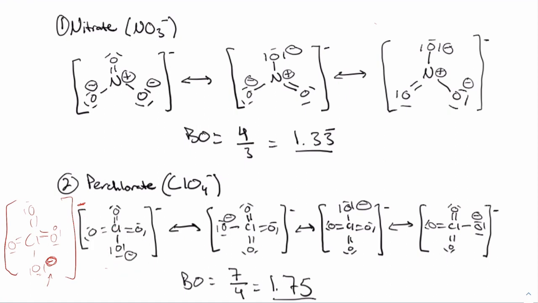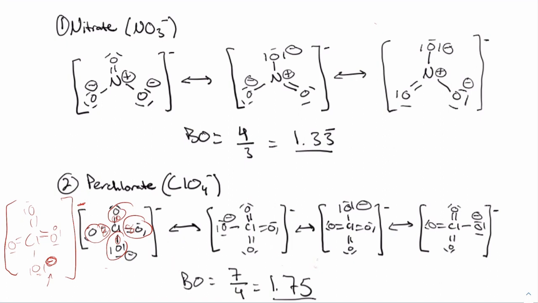Now let's go ahead and see what the bond order is. I have it written down here, but let's see why it's going to be 1.75. So we got 1, 2, 3, 4, 5, 6, 7 bonds. Okay, 7 divided by 1, 2, 3, 4 oxygen atoms. So that's going to be 7 over 4. And that's where we get the 1.75.